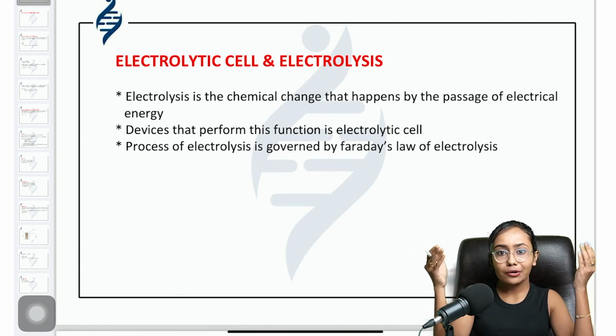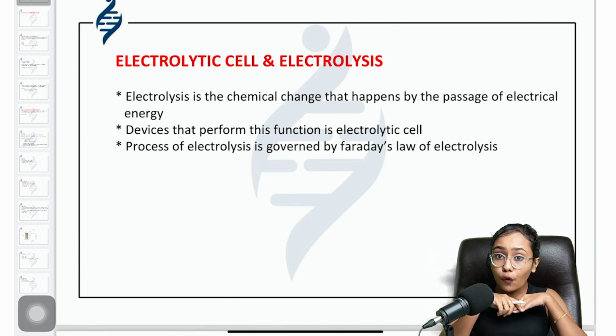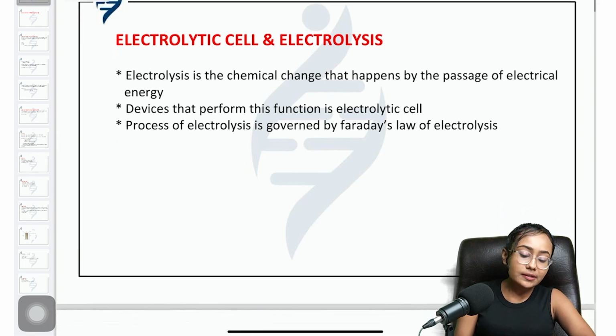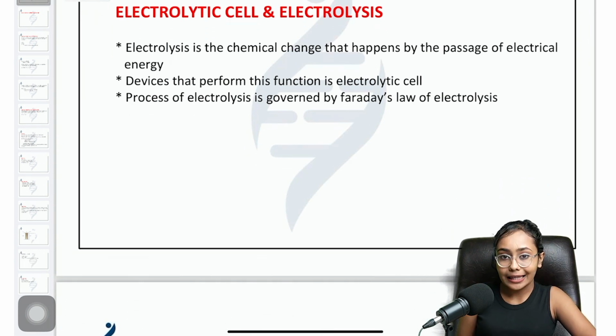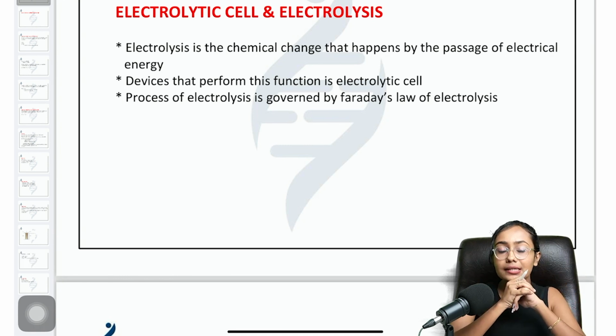Yeah, we have completed almost three parts, and now we are here in the fourth part of our chapter. This is electrochemistry of class 12. So, electrolytic cell is the last topic we have to discuss in this chapter.